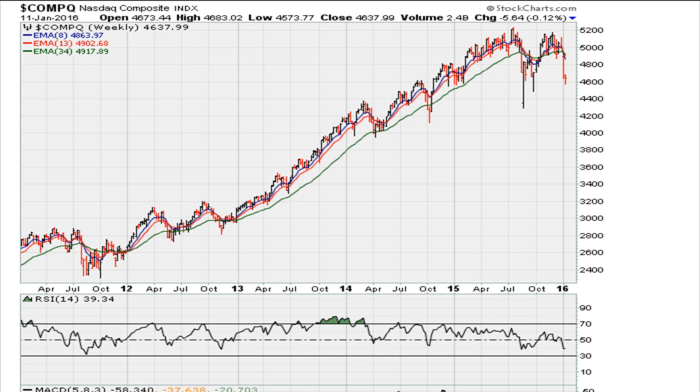So line number one is quite simply the line connecting the lows of 2011 and the lows of 2015. Extend that line. And you can see that it is coming in contact exactly where we are trading right now. Okay. So that's one line.